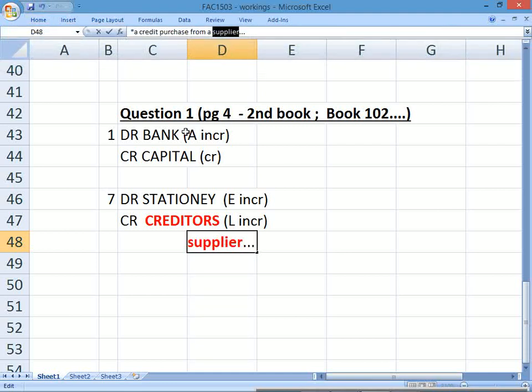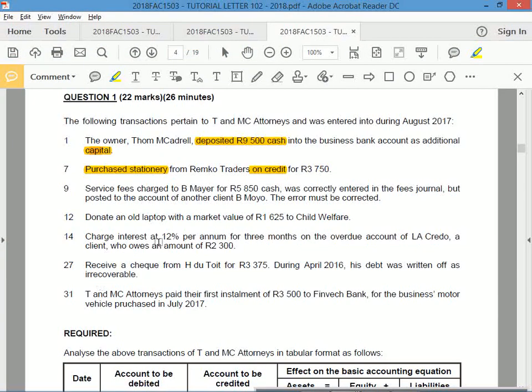Is that alright? Okay. And then the last one, number 9: service fees charged to B for 85850 cash, that's important. Service fees charged to B. If you're charging something to B, B is your customer. You charge your customers. Was correctly entered in the fees journal. Don't worry about journals, we'll cover them later. But posted to the account of another client. The error must be corrected. That one's a little bit more advanced. So this was correctly entered in the journal but posted to the account of another client, Moyo instead of Mayo.